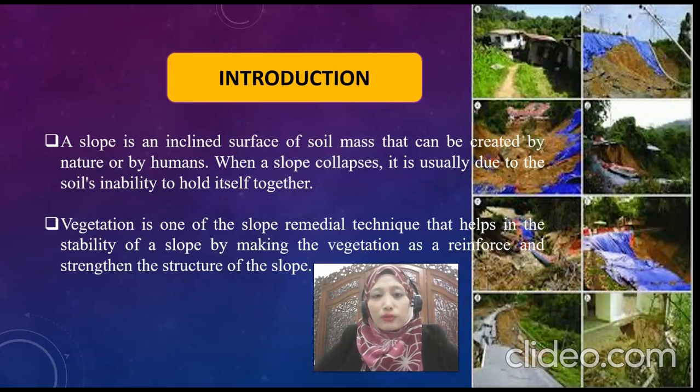Vegetation is one of the slope protection techniques that helps in the stability of slope by making the vegetation a reinforcement and strengthening the structure of the slope. One of the reasons engineers normally apply vegetation compared with mechanical structure techniques is the lower cost, it does not require heavy machines, and it is easily planted. Not only that, through the root matrix system, the vegetation is able to enhance the slope stability.